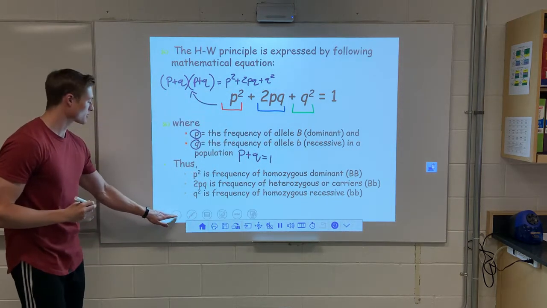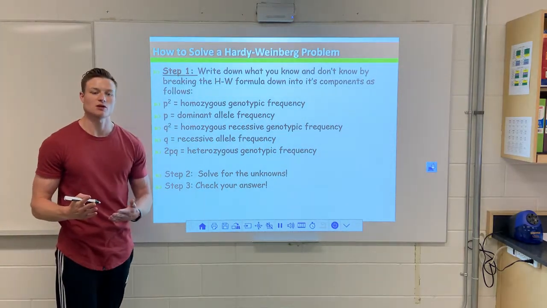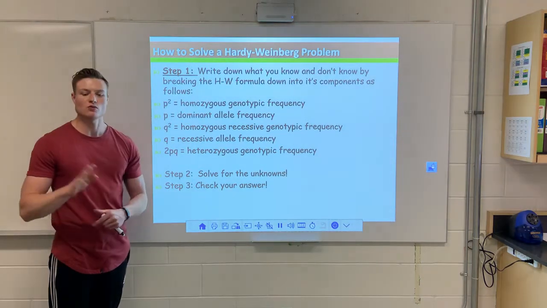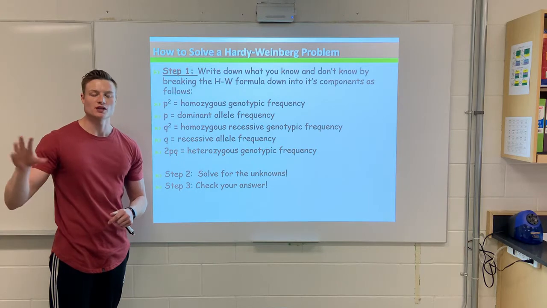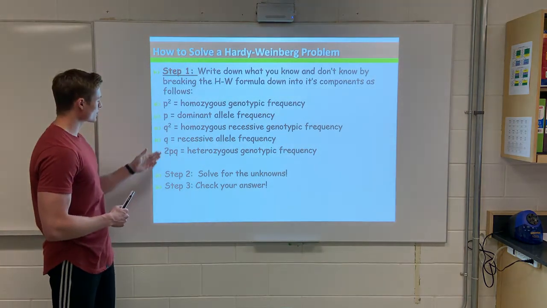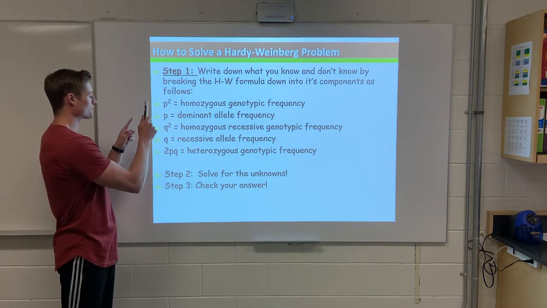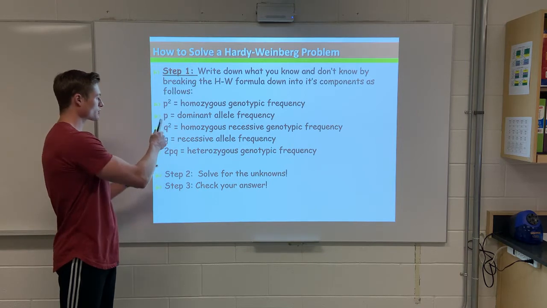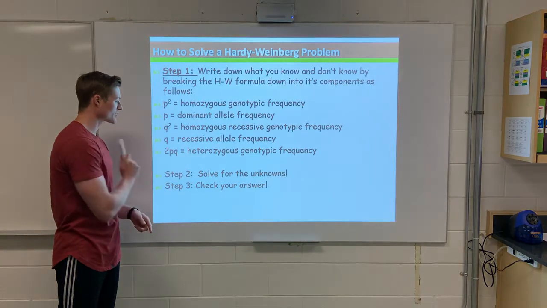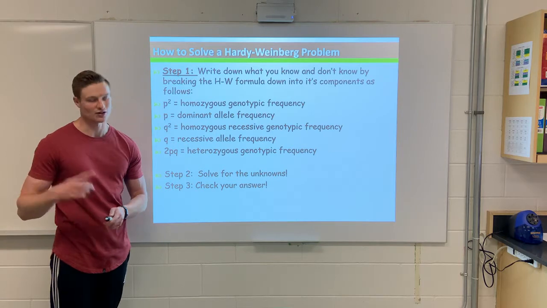Okay, so let's put it into action here. Let's do a little practice problem. So when we're doing these Hardy-Weinberg practice problems, a few steps to consider. Number one, and I think step number one is very important, write down what you know and what you don't know so you can kind of map out where you need to go and what you're trying to figure out. So remembering what all of these things mean, being like, okay, I know p, I might know q, or I don't know q squared, and you're trying to figure out what your unknowns are. Step 2, solve for your unknowns. Step 3, check your answer. Great thing about Hardy-Weinberg is you can always check your answer because everything should add up to 1.